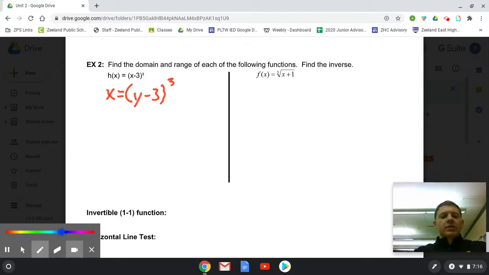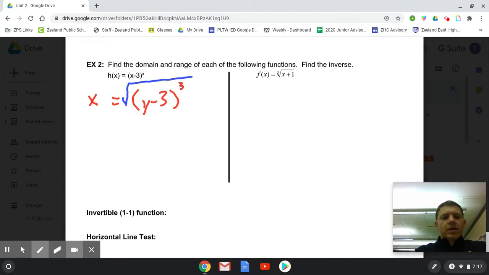I didn't really leave myself enough space, so I'm going to rewrite this equation really fast. Okay, so I got to cube root both sides. Cube root one side, cube root the other. And now that leaves me with, on the left side, the cube root of x equals, then on the right side, the cube root and the cube cancel, leaving me with just y minus 3.